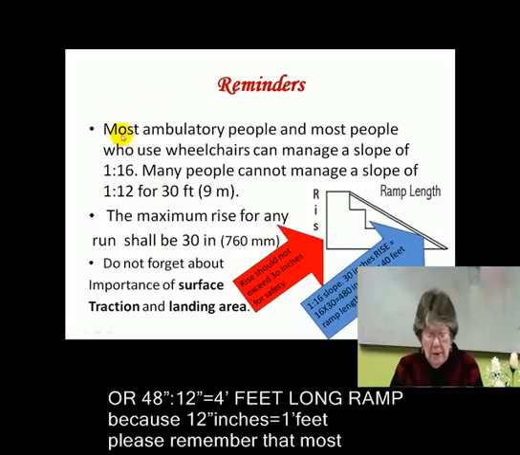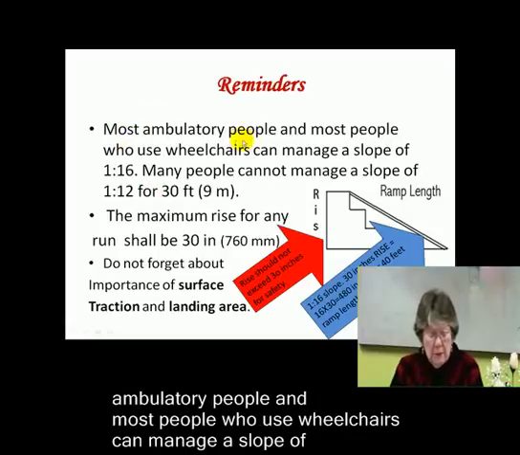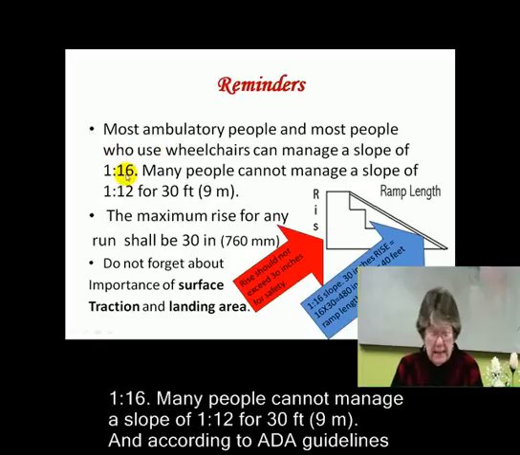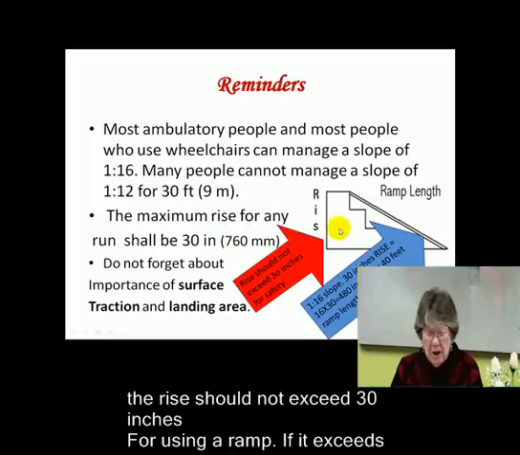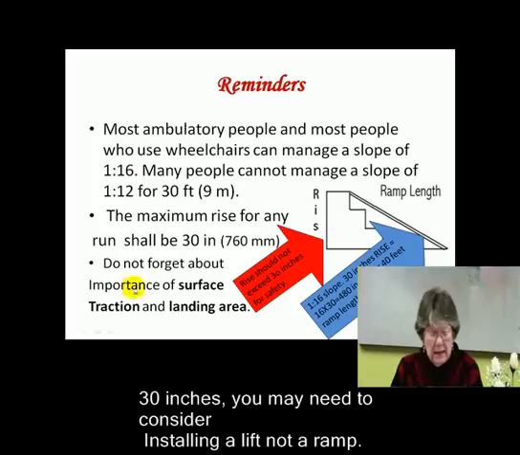Please remember that most ambulatory people and most people who use wheelchairs can manage a slope of 1:16. Many people cannot manage a slope of 1:12 for 30 feet or 9 meters. And according to ADA guidelines, the rise should not exceed 30 inches for using a ramp. If it exceeds 30 inches, you may need to consider installing a lift, not a ramp.